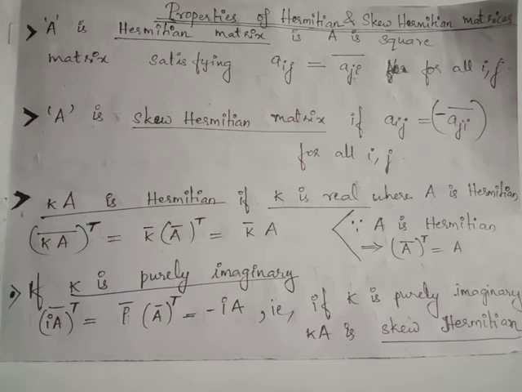So we can conclude that if we take K times A for a Hermitian matrix A, and if K happens to be a purely imaginary value, then i times A, or K times A where K is a purely imaginary quantity, will be a skew Hermitian matrix.